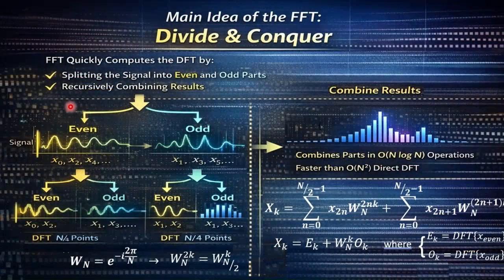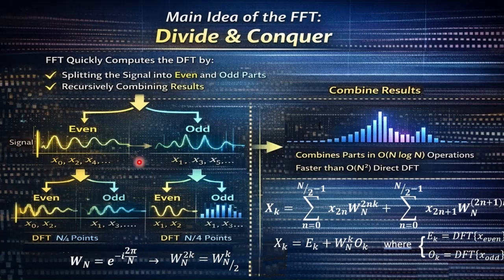The core idea behind the Fast Fourier Transform is divide and conquer. To understand this idea, let us assume that the number of samples, n, is even. Instead of computing the DFT of the entire sequence at once, we split the sequence into two parts: the even index samples and the odd index samples. This decomposition is shown in the formulas on the slide.